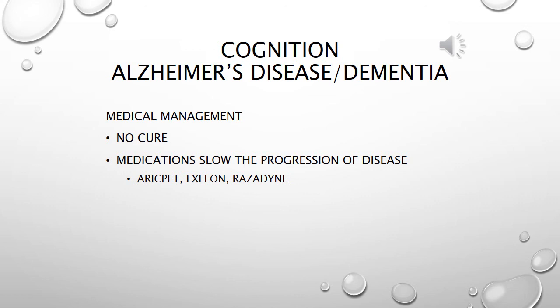With the medical management, the primary goal is to manage the cognitive and behavioral symptoms. There is no cure. There are several medications that have been introduced to slow the progression of the disease. The cholinesterase inhibitors, like Aricept and Exelon, enhance acetylcholine uptake in the brain, thus maintaining memory skills for a period of time.